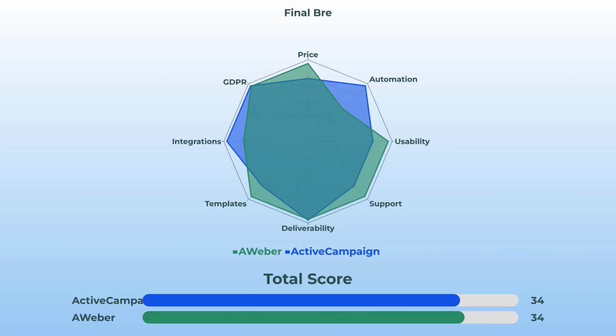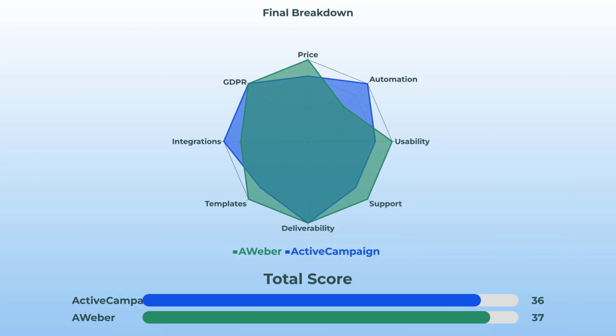All right, zooming out to the radar chart, you can see how both ActiveCampaign and AWeber stack up on all fronts. There's some clear wins on usability, price, templates for AWeber, and then those heavy automation and integration features for ActiveCampaign. It's really all about what matters most to you.